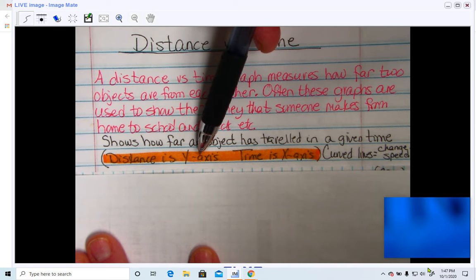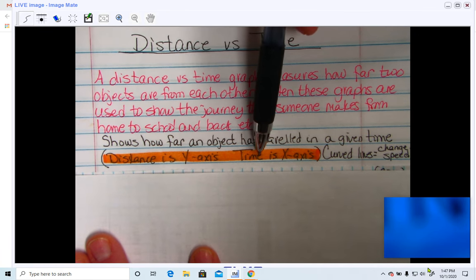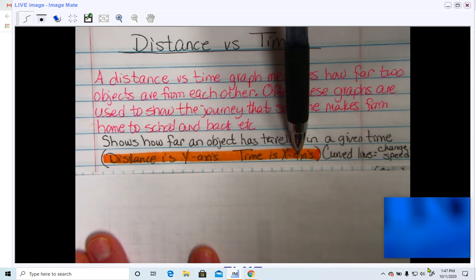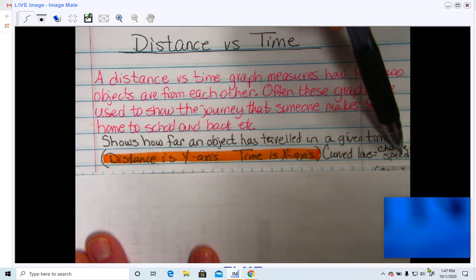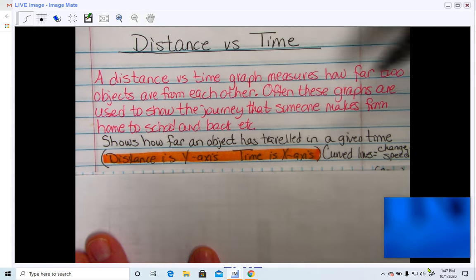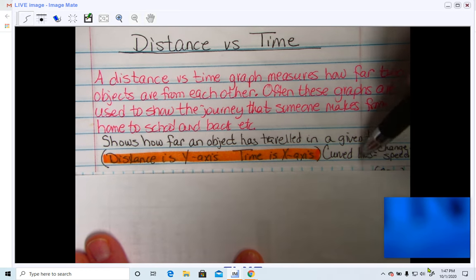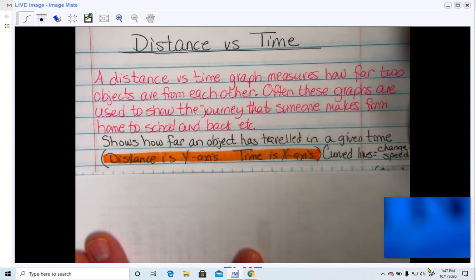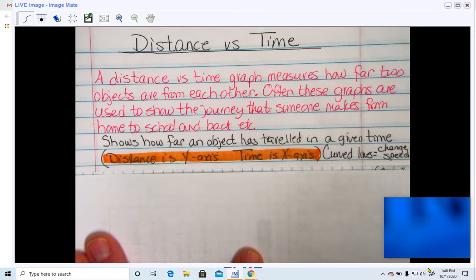Distance is the y-axis, time is the x-axis. A curved line means a change in speed. So if it's a straight line, it's a constant speed. If it's a curved line, there's a change in speed. So you need to get this written down for a definition. So I'll sit here for a second and let you work on that.